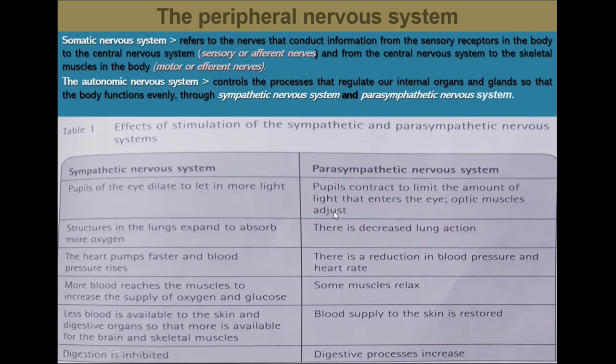The optic muscle adjusts. Now you're more relaxed. You can assume that the problem has been solved, or it was a prank. They say there is a decrease in lung action, whereas here structures in the lungs expand to absorb more oxygen. You're more relaxed, the heart rate starts to be smooth. There is a reduction of blood pressure and heart rate.